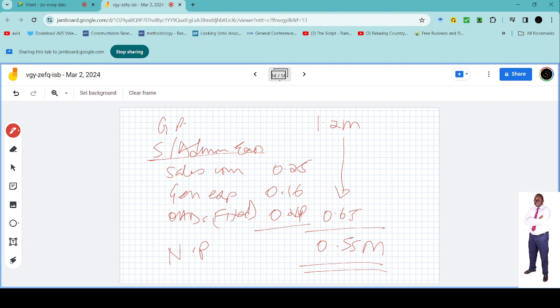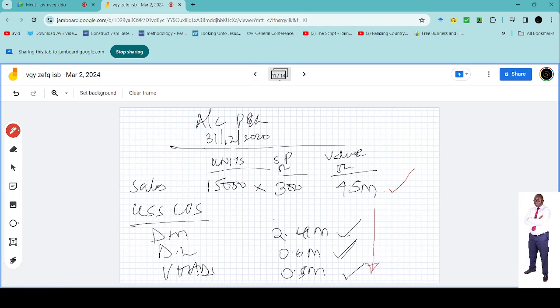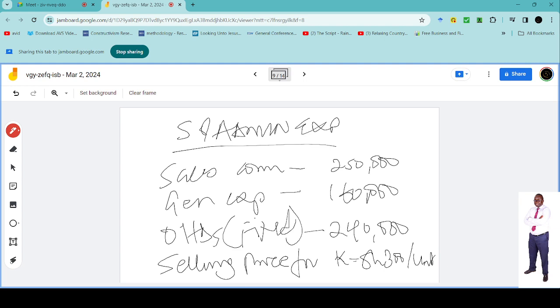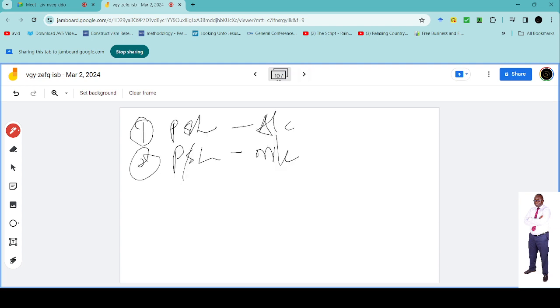We have picked all the costs that have been involved, and we have looked at them, and we have managed to arrive at 550,000 shillings. But the question wanted us to, of course, determine the profit and loss account on absorption costing, and then the P&L account also on marginal costing.